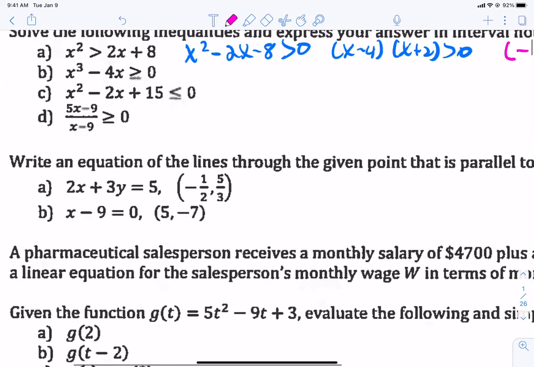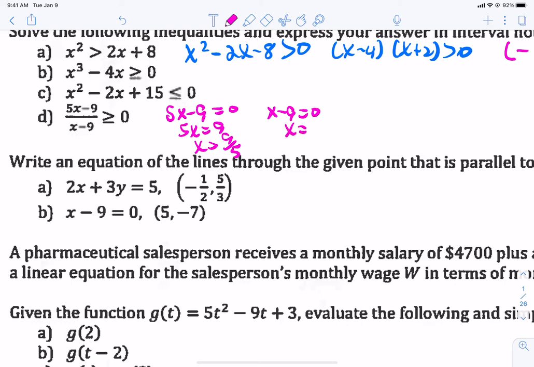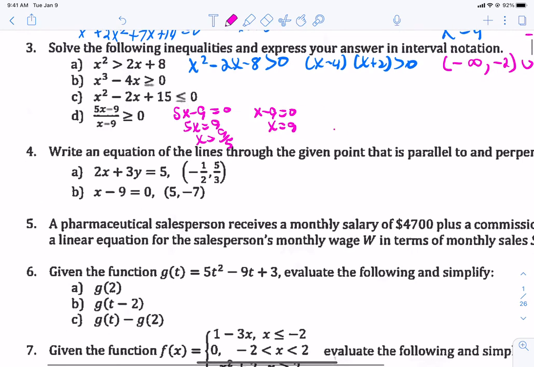Okay. Now D is already in factored form, so we're going to take each factor on top and solve it. 9/5 is 1.8, and the other one, if we solve it, we get 9. We're going to put those on the number line in least to greatest order. The factor on the top, the 5x minus 9, gave us a zero of 9/5. Because of that equal to right there, that one is going to be colored in.